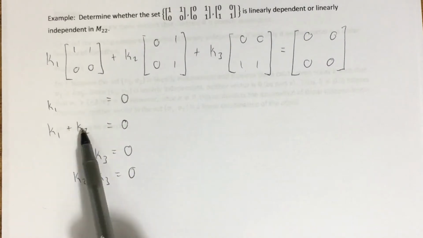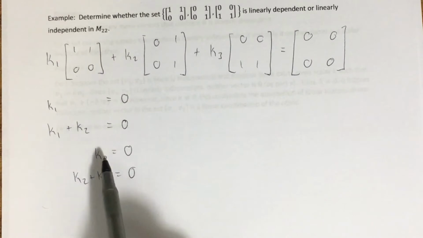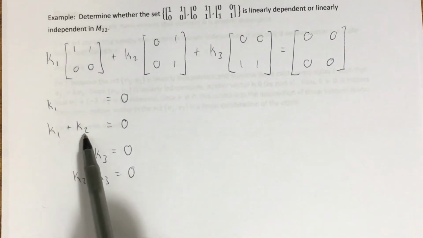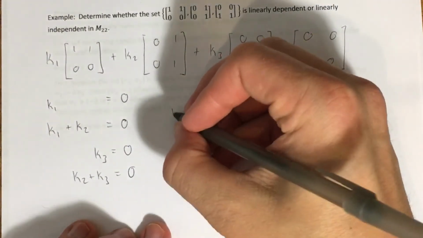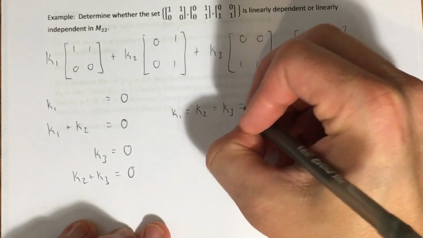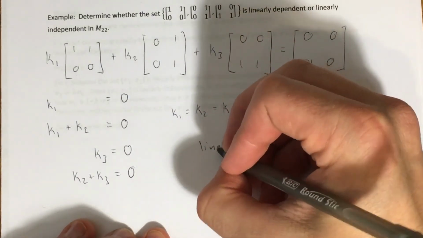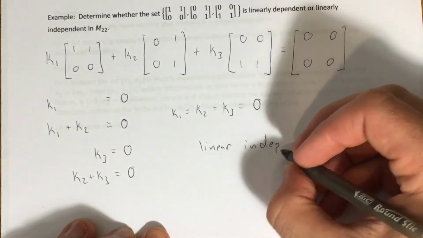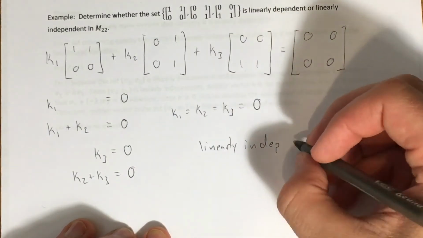But whether I look at this equation or this equation, since those are the only 2 that have a k2 in them, I can substitute either k3 equals 0 here or k1 equals 0 here, and in either case we get k2 equals 0. So I have k1 equals k2 equals k3, which equals 0, so I have linear independence now. Let me say linearly independent.